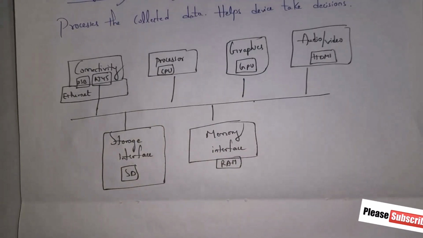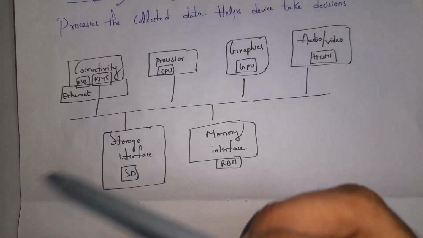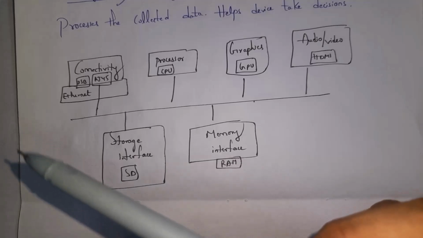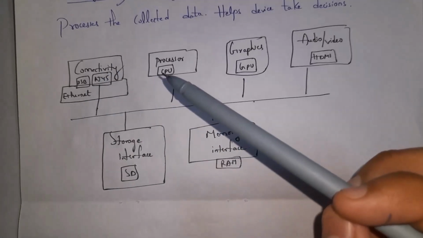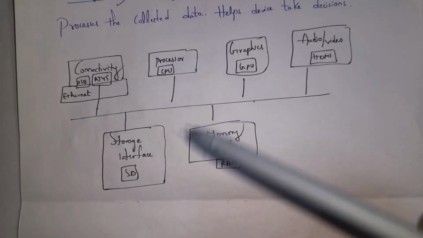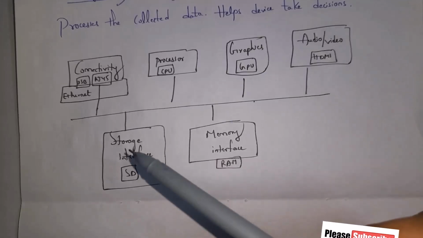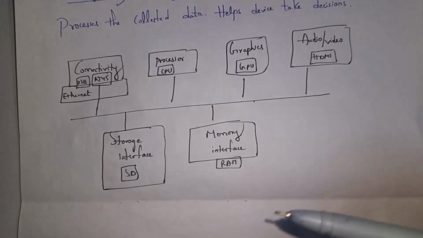And the first one is connectivity. We can connect internet through Ethernet port and we can also connect a USB device and we can also connect RJ45 cable. So IoT device supports connectivity and there is also processor inside IoT device. Processor acts as CPU and there is also graphics card which acts as GPU. We can also listen audio or video from IoT device through HDMI cable and IoT device supports storage through SD card and IoT device also has memory interface. We call it as RAM, random access memory.